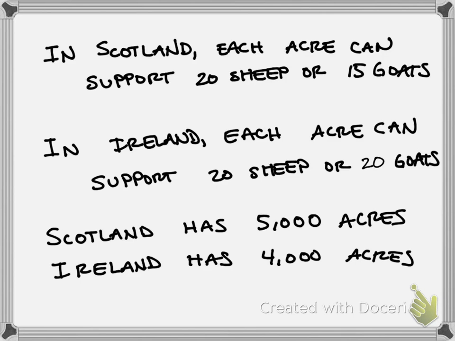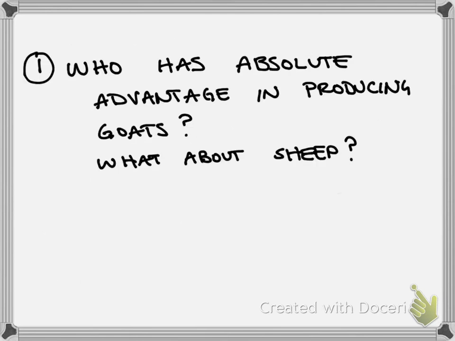And so this is the framework we're going to use to answer these questions. If you need to, I suggest that you hit pause real quick and write down this setup because we're going to refer to it as we answer these questions. All right, the first set of questions we're going to look at: who has an absolute advantage in producing goats? So absolute advantage tells us, given an input, who can produce the most with that input?